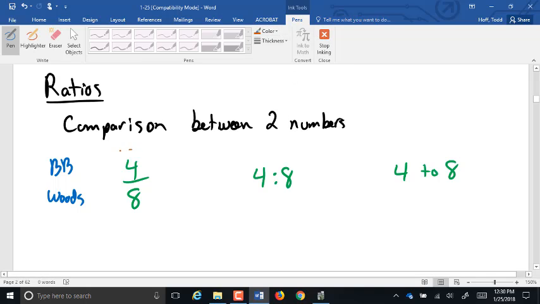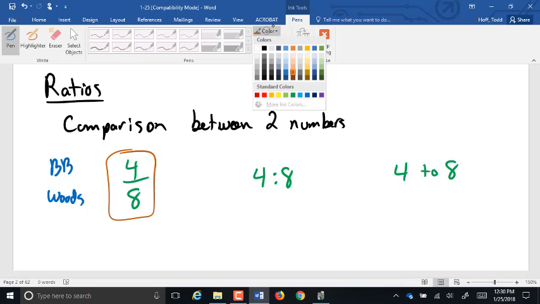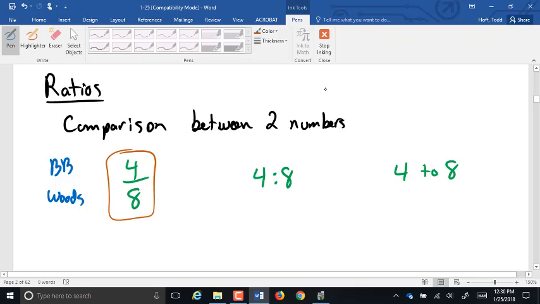I prefer to write it as a fraction because there are a lot of things that I can do with a ratio that I would also do with a fraction. But any of these other forms work as well. An example of one of those things is I can reduce that. Both 4 and 8 can be divided by what?